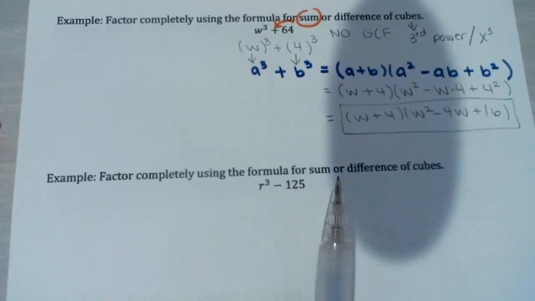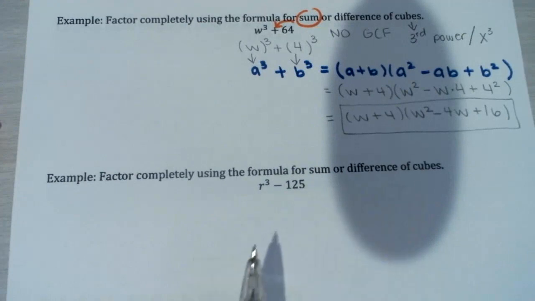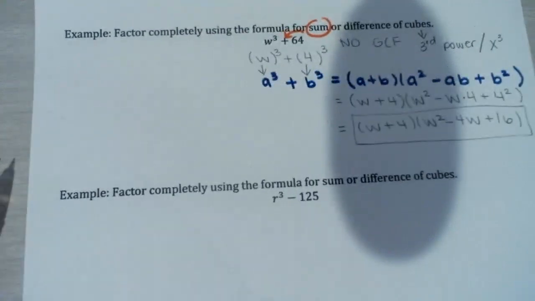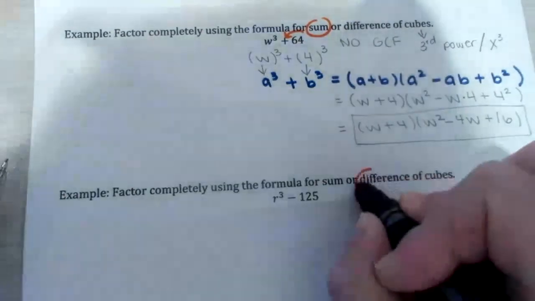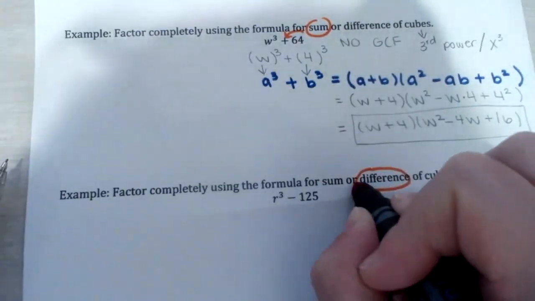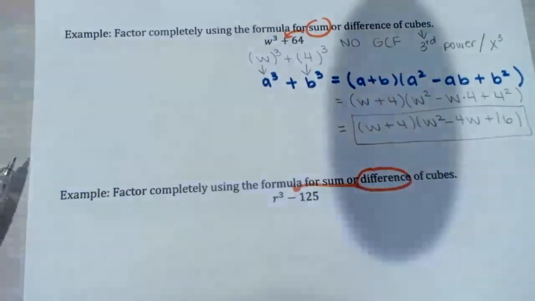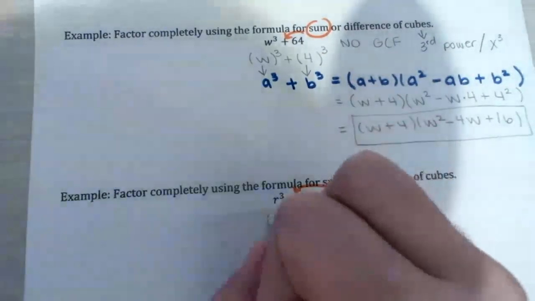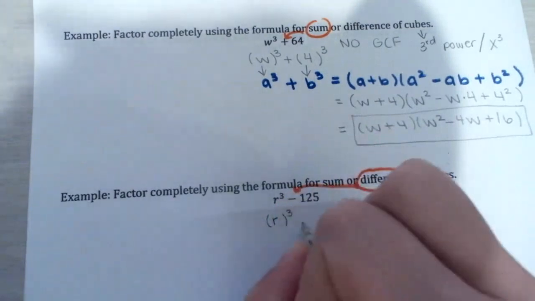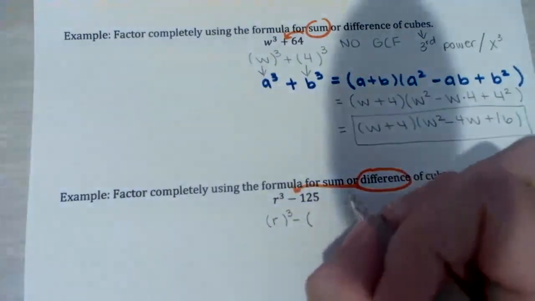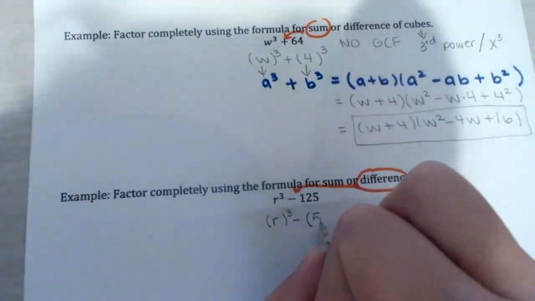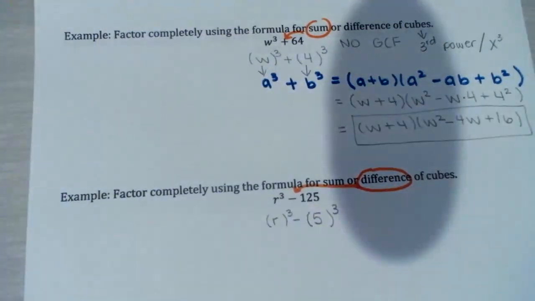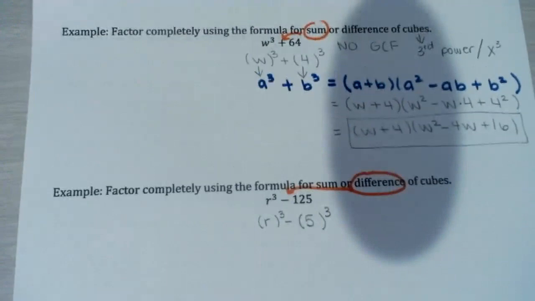So factor completely using the formula for sum or difference of cubes. Now we have r cubed minus 125. Because now we have minus, we have a difference of cubes because of that subtraction. We know 125 is 5 times 5 times 5. It's 5 cubed. And if you didn't know that, just try to plug in numbers into your calculator to figure it out.